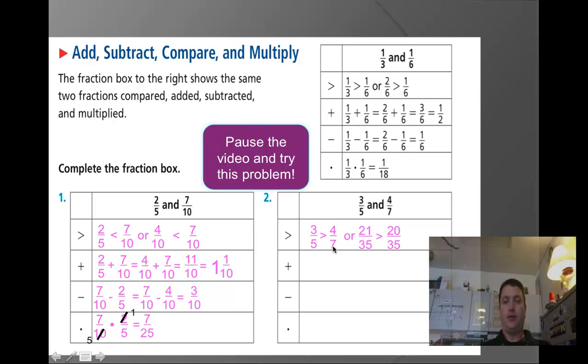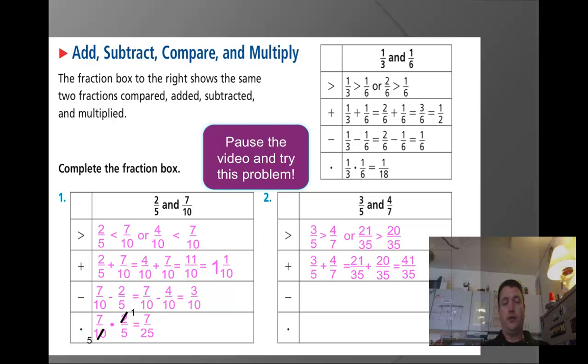Remember, I got this by multiplying numerator and denominator on this fraction by 5 and numerator and denominator on this fraction by 7. Okay, so let's look at an addition problem. 3/5 plus 4/7 is the same as 21/35 plus 20/35. If I add that together, I get 41/35.